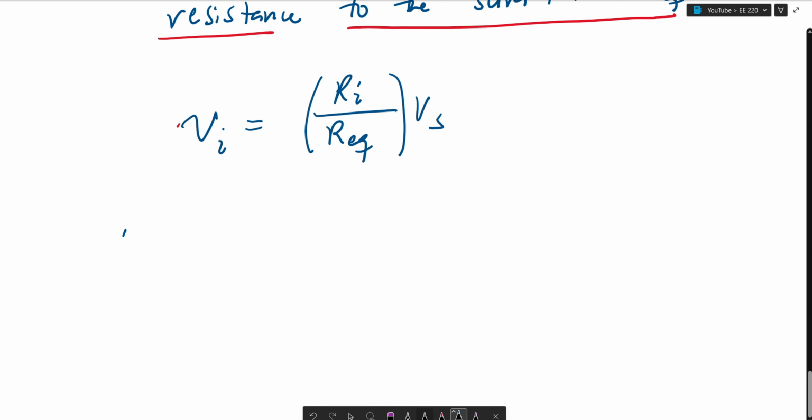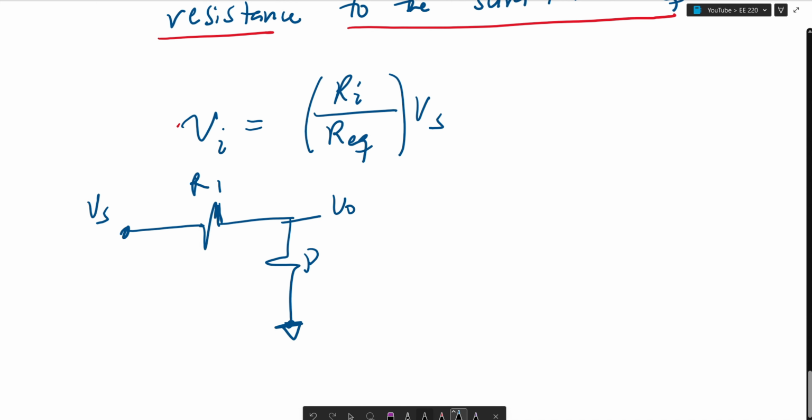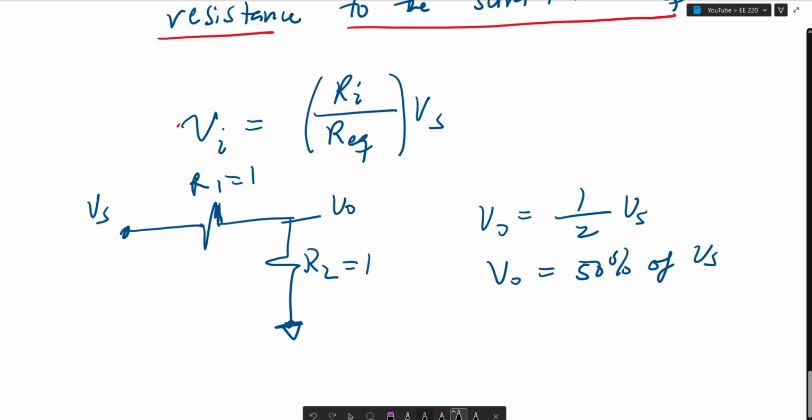It's a very big interview question where an interviewer will draw Vs and do this and tell you to find Vout, tell you that this is R1 and this is R2. Let's say R1 equals 1 and R2 equals 1. So Vout is equal to 1 over 2 Vs. Or your Vout is 50% of Vs. So if Vs is equal to 5, then Vout is equal to 2.5.